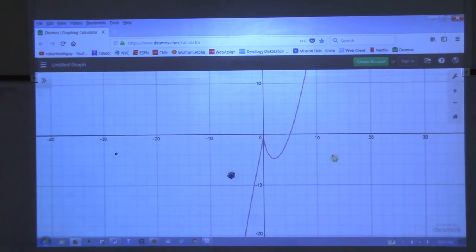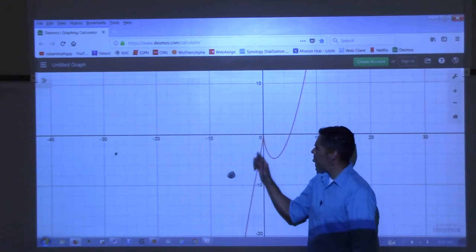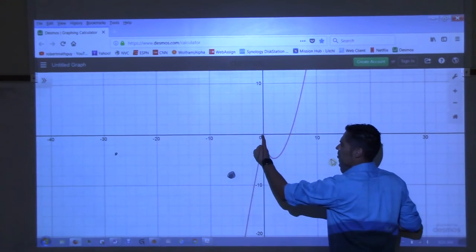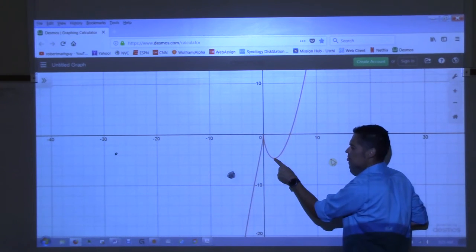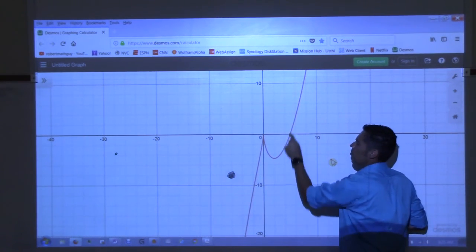Where did we have, so does this match up with what we had? Was it increasing from negative infinity to 0? Was it decreasing from 0 to 2? And increasing from 2 on, right?